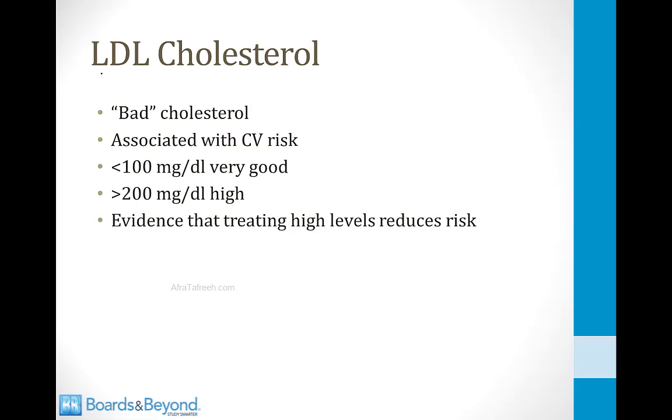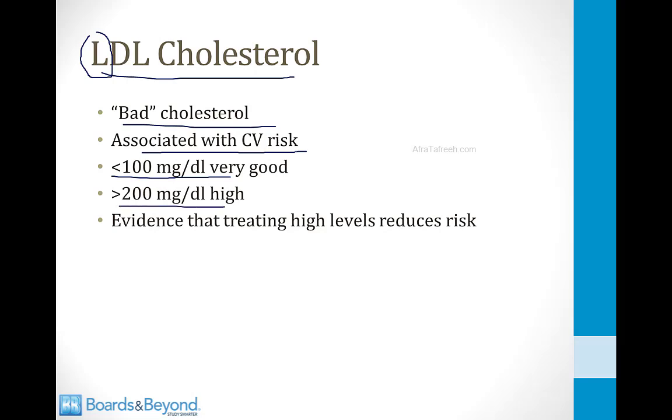So the first thing you want to look at is the LDL cholesterol. This is referred to as the bad cholesterol. Some people remember the L is for lousy or bad. And the reason this is called bad cholesterol is because LDL cholesterol is associated with increased risk of cardiovascular disease like strokes and heart attacks. A level under 100 milligrams per deciliter is considered very good. A level over 200 is considered high.